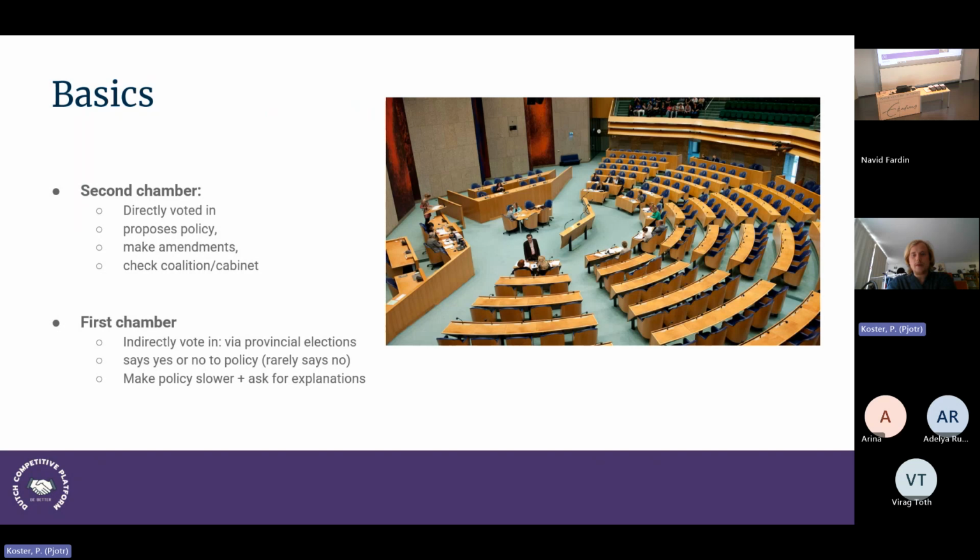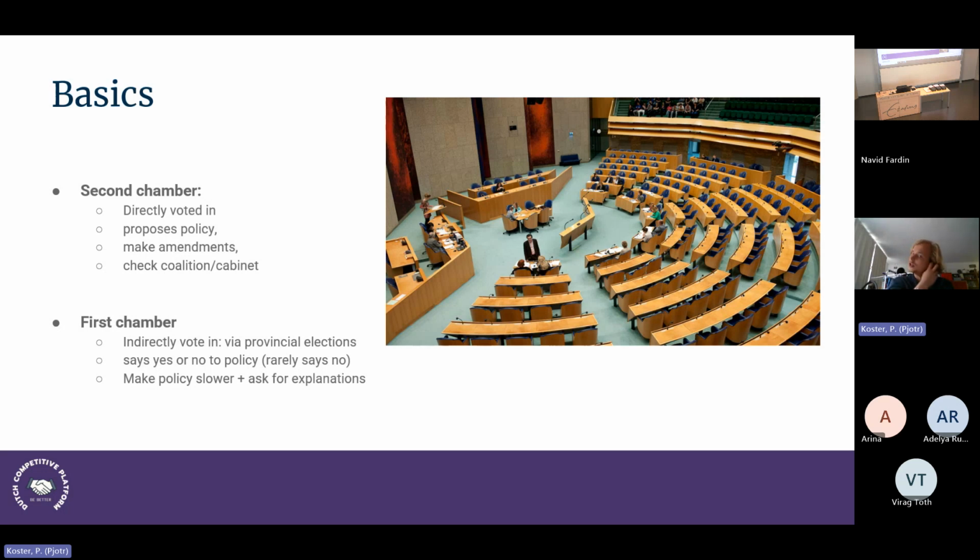Now, let's start with the very basic structure of the Netherlands. The Netherlands has two chambers. This basically means that you have people that are elected that go into these chambers, and the second chamber is directly voted in. This is the body that proposes policy, where you can make amendments and where you can directly check the coalition and cabinet. So you have a lot of checks and balances in place.